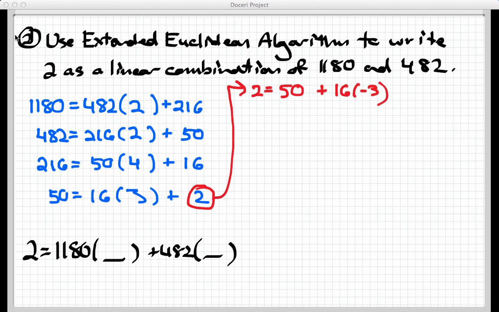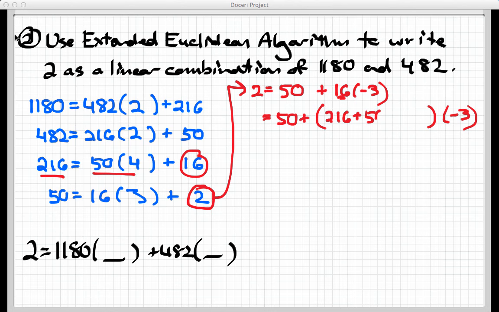Now, if I work my way up the chain here, what I see is that 16 can be written as 216 minus 50 times 4. So I'm going to substitute this 16 right here with something that it's equal to. So this is 50 plus, I'm going to make a substitution that's going to equal 16. I'm already multiplying the 16 times a negative 3. So what goes in here is going to be 216 plus 50 times negative 4.